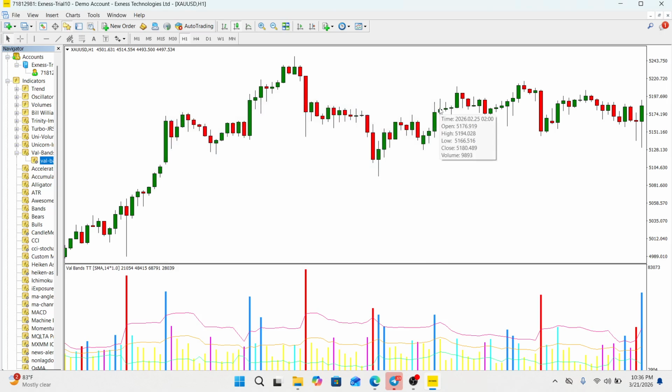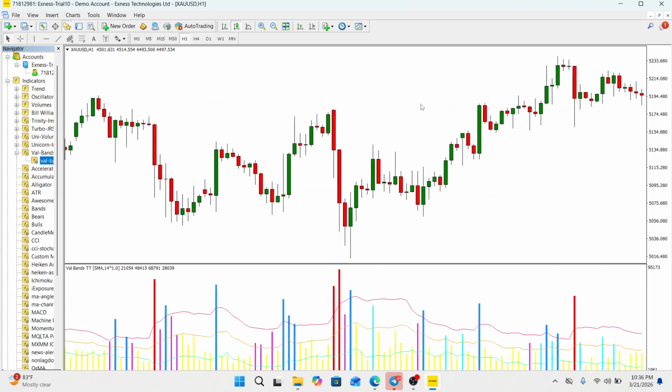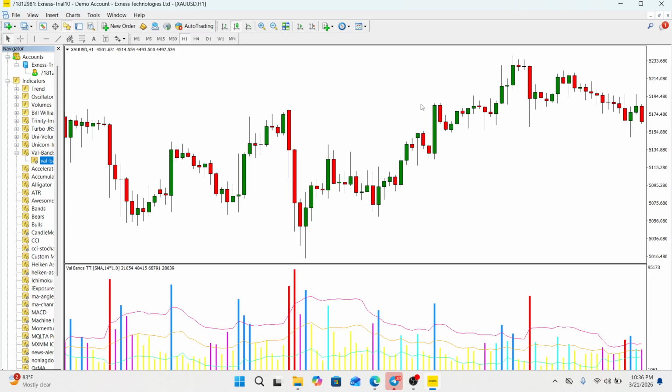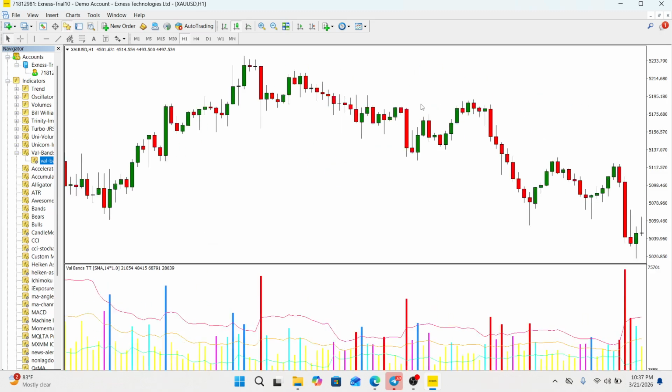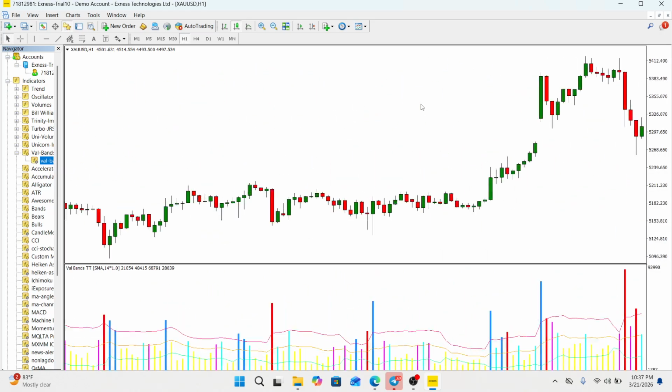As for who it is for and its limitations, the Val Bands V3 is suitable for scalpers, day traders, and swing traders who trade both trends and mean reversion using volatility cues. Like all volatility-based indicators, it can generate false signals in very choppy conditions and is not intended as a standalone system. It works best with confirmation tools and solid risk management.